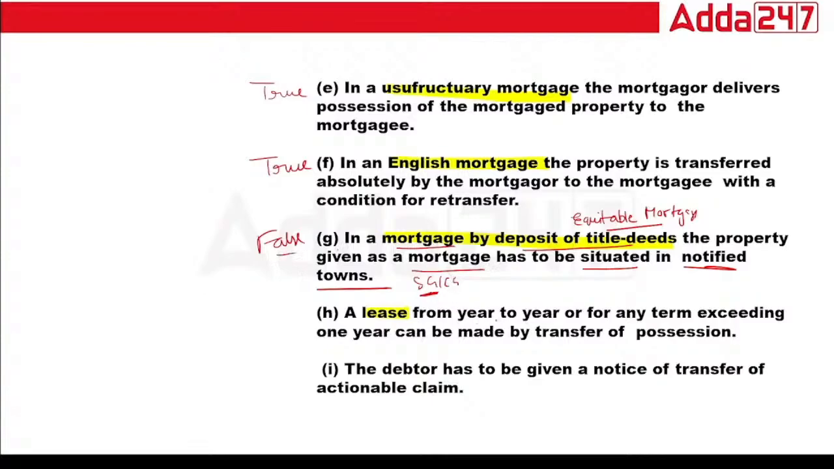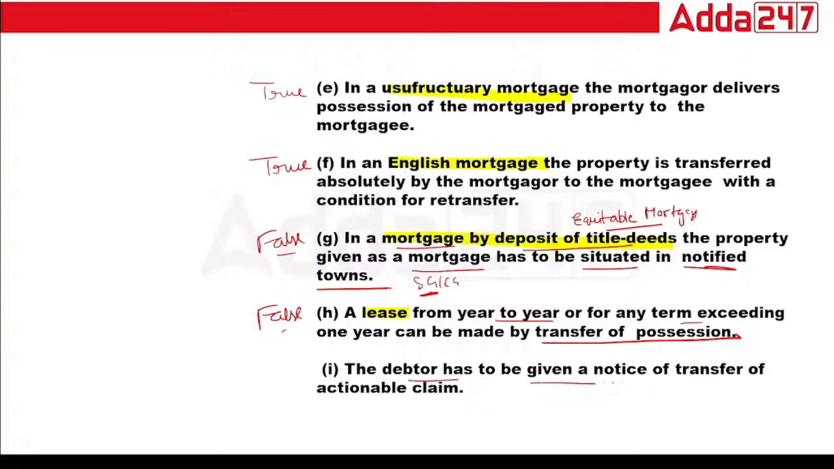A lease from year to year or exceeding 1 year can be made by transfer of possession or registered. We know that if a lease is from year to year, or for any term exceeding 1 year, the transfer is made by a registered instrument. So this is the false statement.